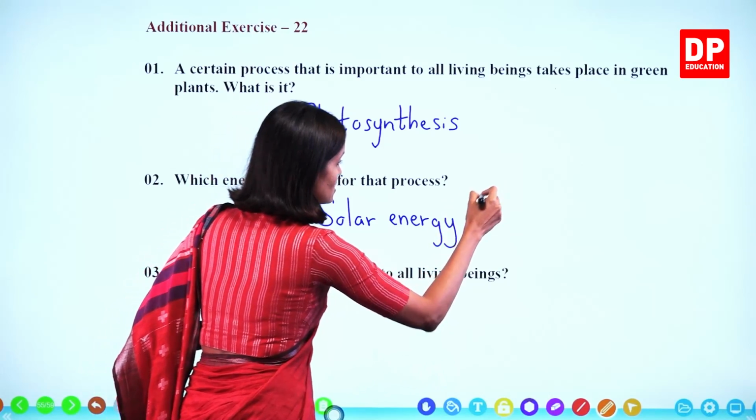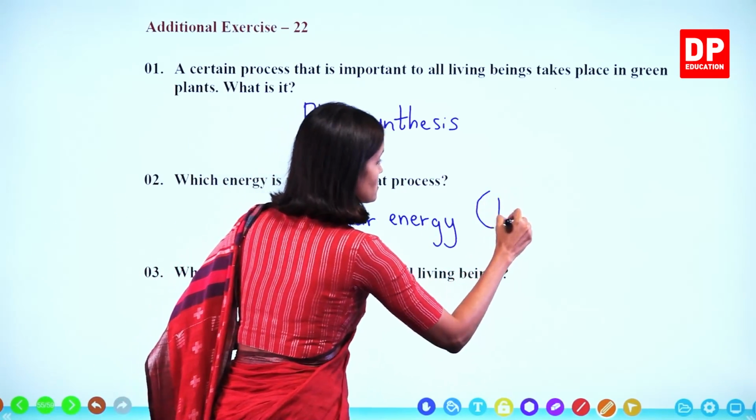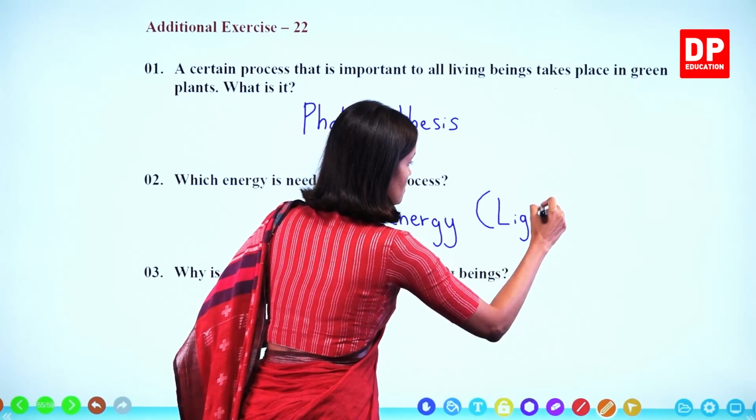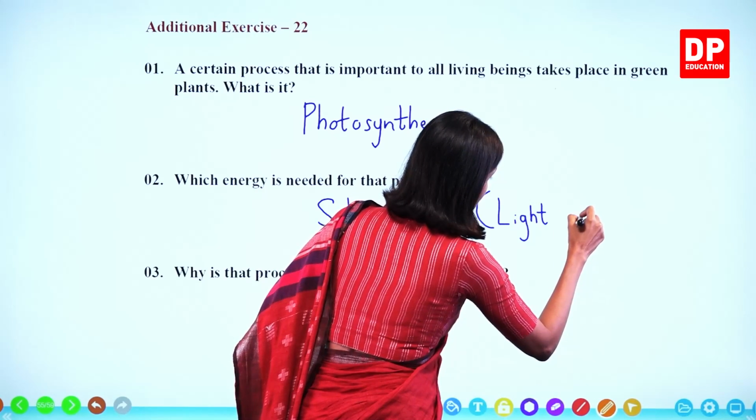Or we can even write light energy of the sun. We will write light energy. That is why only during the daylight this process takes place. Light energy.